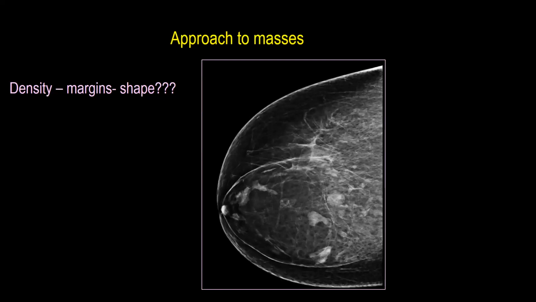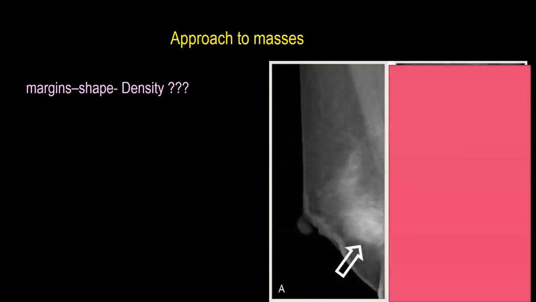Density, margin, and shape. So, fat density. Mixed, fat containing. Predominantly fat. So, hamartoma. So you have seen various types of hamartomas. What about the margin, shape, and density of this mass? Indistinct. You can see an indistinct margin. Excellent.